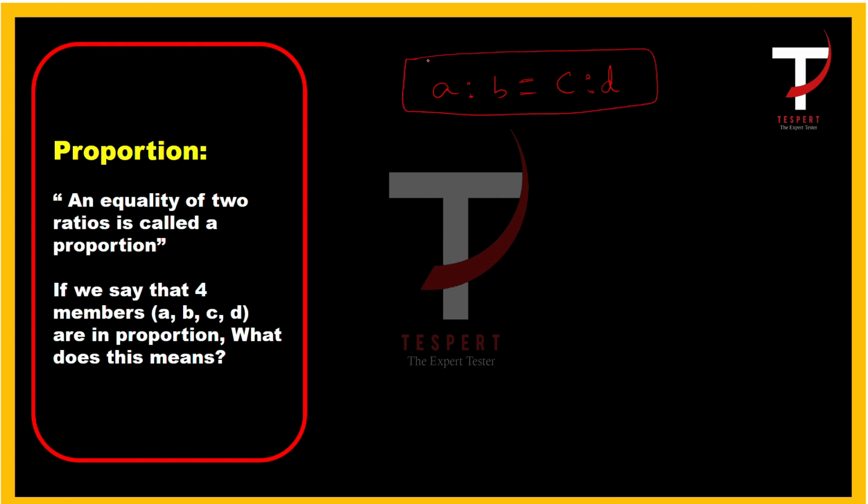And how can we express it? What is the symbol of proportion? This is the symbol. So A is to B as C is to D. And how can we spell this symbol? As.